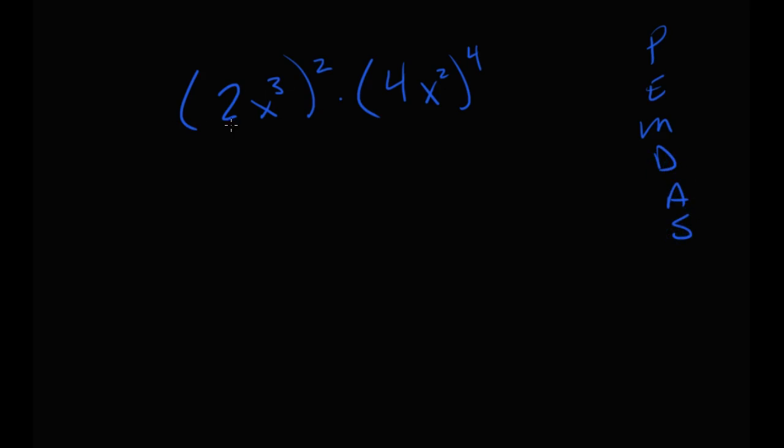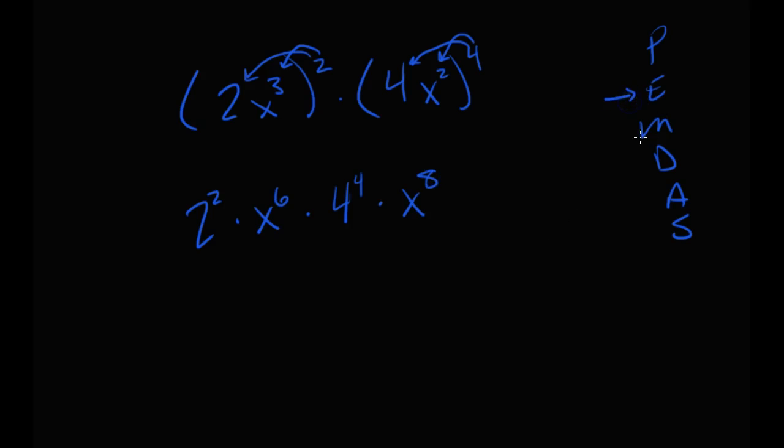So parentheses, is there anything going on in the parentheses that I can simplify? And there isn't. Now I've got exponents. I can do the power rule, and that's also applied to the coefficients. So this is 2 to the second times x to the sixth times 4 to the fourth times x to the eighth.